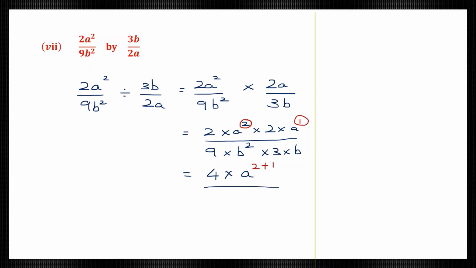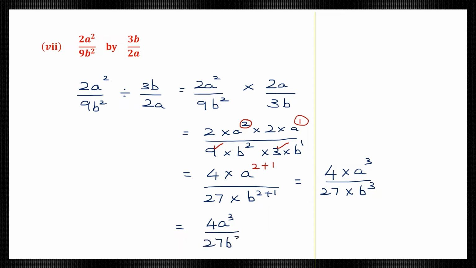Now in the denominator, let's multiply the numbers that we have first. 9 into 3, so 9 threes are 27, into b to the power of 2, and here we have 1. It is multiplication, so we write 2 plus 1. So this becomes 4 into a to the power of 3 divided by 27 into b to the power of 3. So we get 4a to the power of 3 by 27b to the power of 3. So that is our final answer.